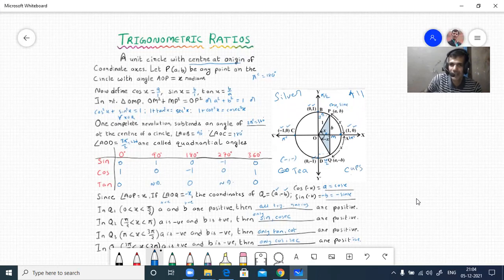You can remember it like this: All Silver Tea Cups. All means all trigonometric ratios. Silver means sine and its reciprocal are positive. Tea means tan and its reciprocal cot are positive. Cups means cos and its reciprocal secant are positive. By this, we can find the trigonometric ratio of any angle.